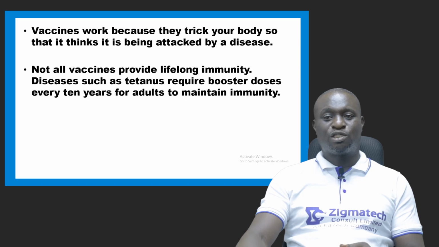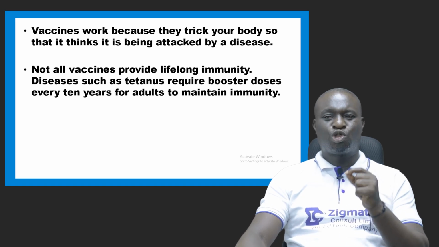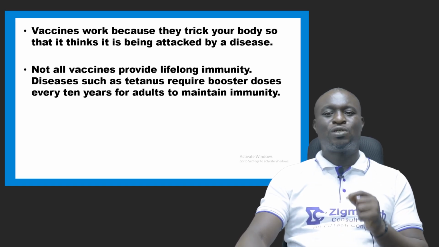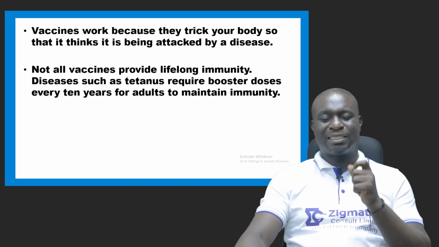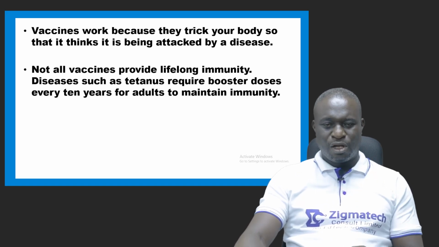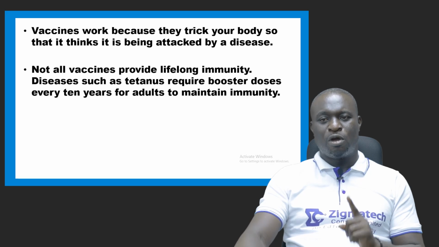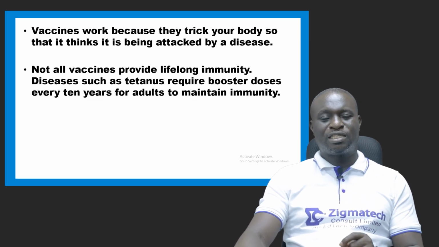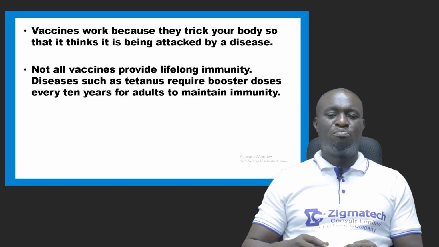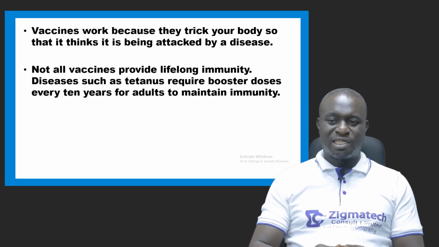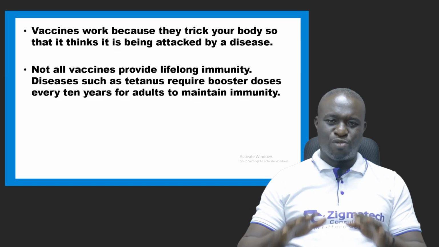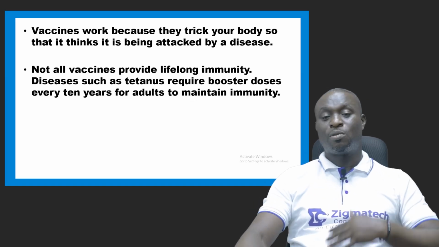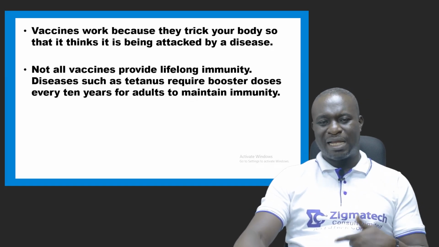Now, vaccines work because they trick your body so that it thinks it's been attacked by a disease. Now, not all vaccines provide lifelong immunity, not all. Diseases such as tetanus require booster doses every 10 years for adults to maintain immunity. So some of them need to be topped up from time to time.